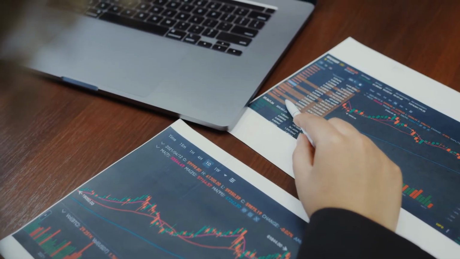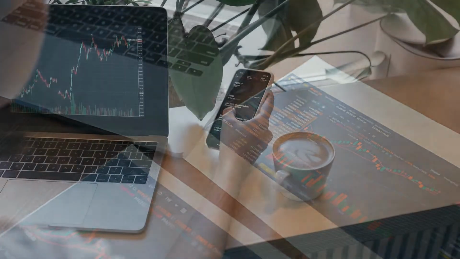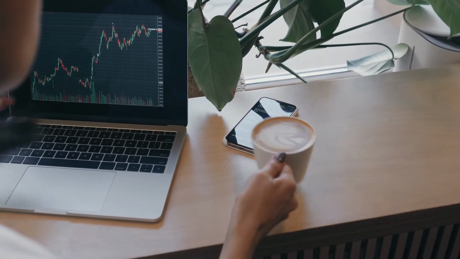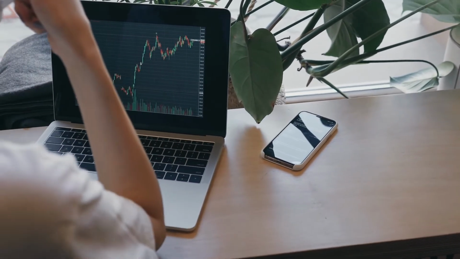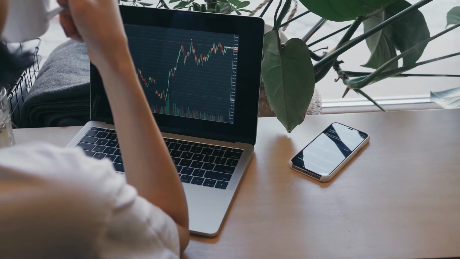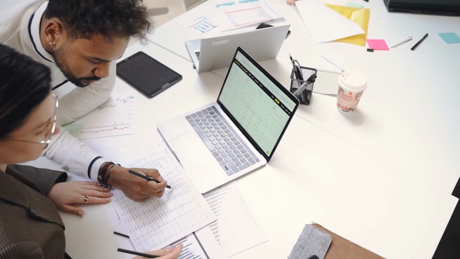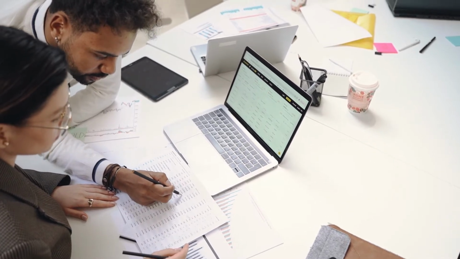5. Avoid timing the market. Trying to time the market involves predicting when to buy and sell based on market fluctuations. Research shows that even professional investors struggle with market timing. It's often more effective to stay invested for the long term.